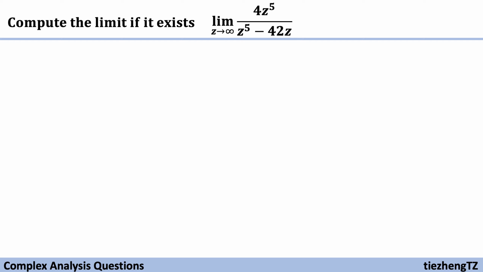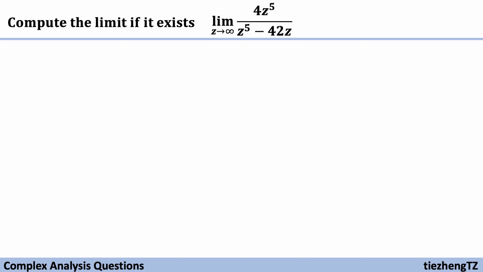This question is to compute the limit if it exists. The limit of 4z^5 over z^5 minus 42z, when z approaches infinity.